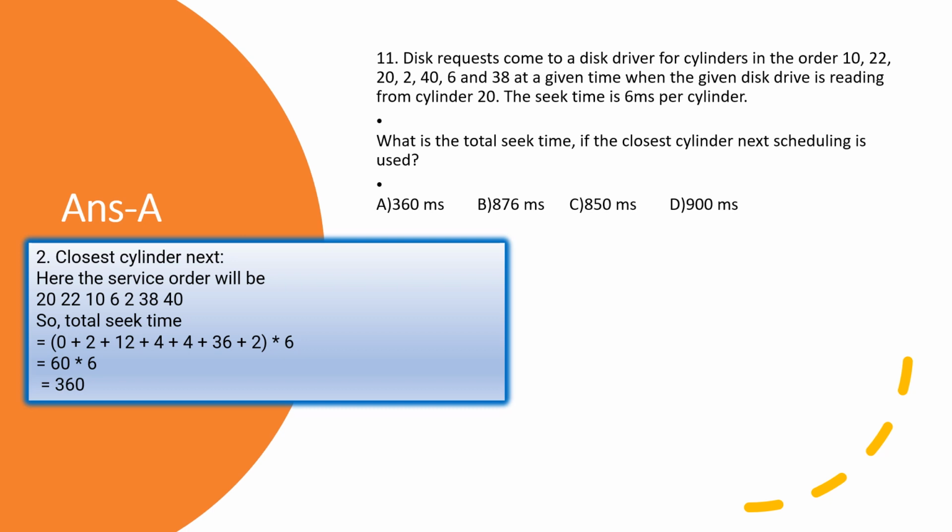So when we calculate the total seek time using closest cylinder next, we will first see whichever cylinder is the closest to the current cylinder request. So here you can see 22 is closer, then 10 is closer, then 6, and after that 2, and from 2 it is going to 38 and then 40. So it is serving in this order. So when we calculate it, the total would be 60, and it is given that the seek time is 6 millisecond per cylinder. So when we multiply, we will get 360 here. So the answer would be 360 millisecond.